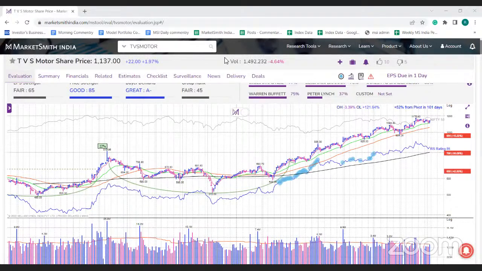Okay. So I mean it's 52% extended from the pivot, and at this moment there is no alternative entry as well. But someone who would have bought at the pivot or at the ideal buy point can at this moment trail the stop losses maybe to the green line, that is the 21 DMA, or to the red line, the 50 DMA, depending upon your risk appetite.